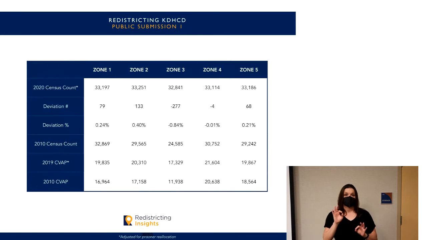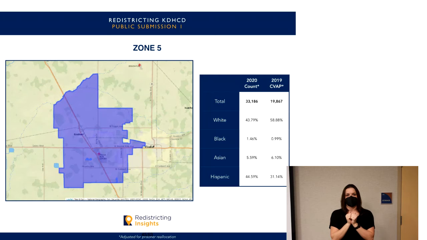All right, and we'll do the same thing with the public submission. So this one we have version 1. We'll start with this Western District, labeled District 5 right here. This one is 0.21% over, 31.14% Hispanic CVAP. And you can see it includes Goshen and then takes in the western parts of Visalia.